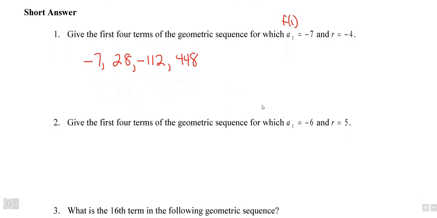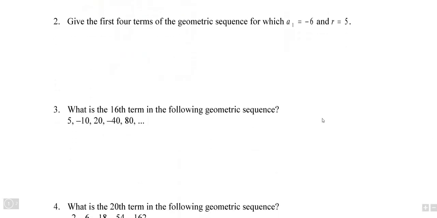Looking at the next example here, give the first four terms of the geometric sequence for which the first term, a of 1, is -6, and r is 5. So our first term is -6, and we're going to multiply by 5 for each term. So -6 times 5, that's -30. -30 times 5, that's -150. And -150 times 5 is -750.